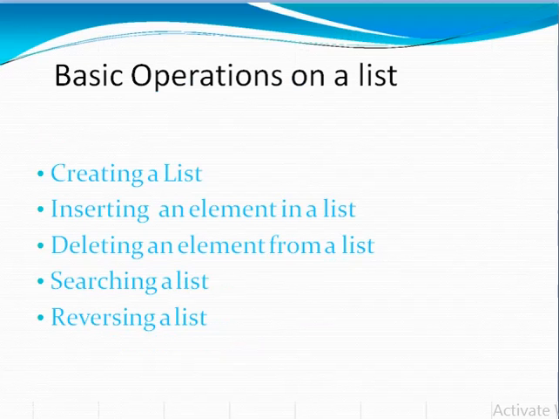There are 5 different basic operations which we can perform on the linked list. They are creating a list, inserting an element in the list, deleting an element from the list, searching an element in the list, and reversing the list.